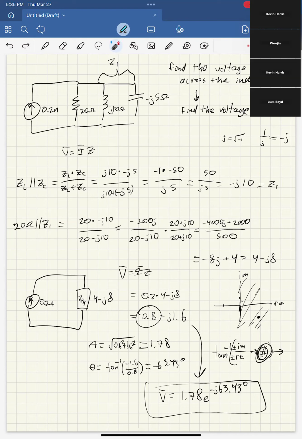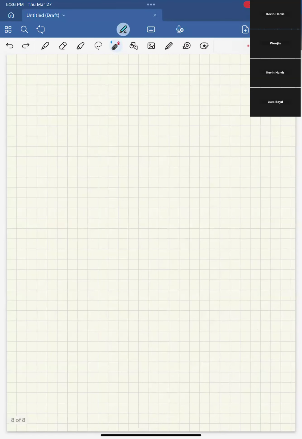Can you do one node voltage problem with the reference node problem? I can do another. Let me see if I can find another node voltage problem. Yeah, I'll do one more node voltage problem here.